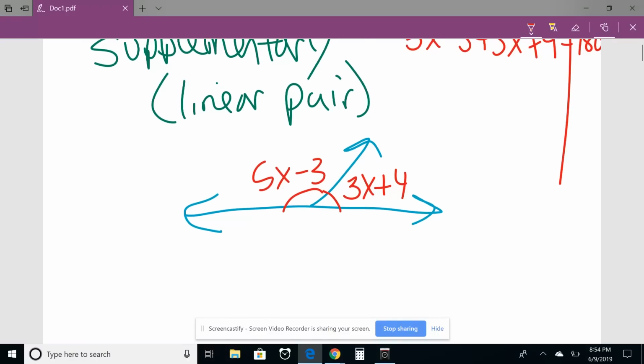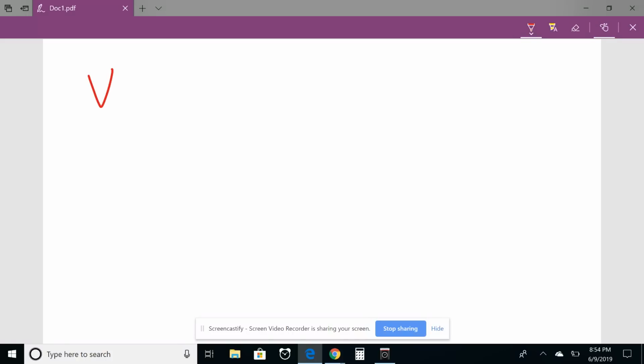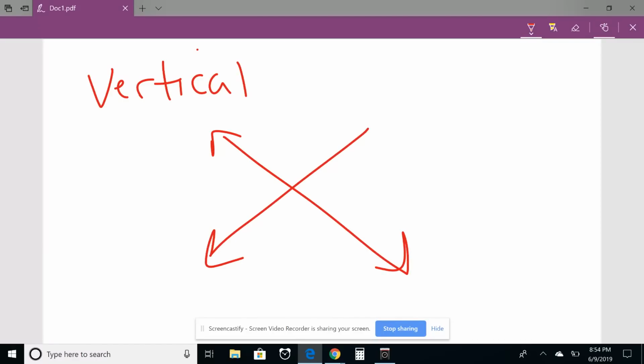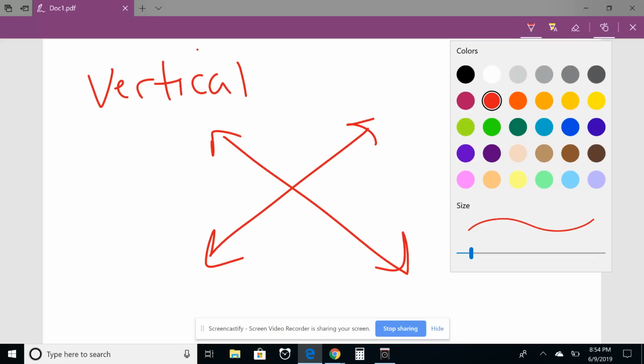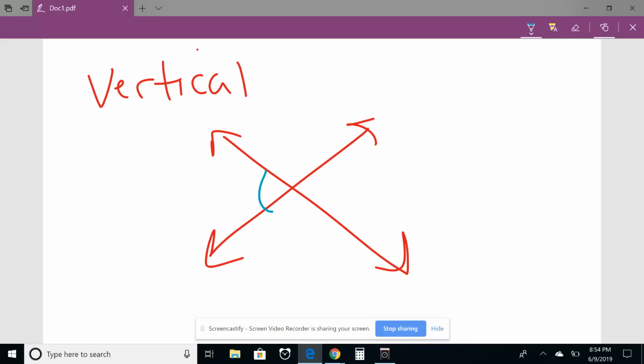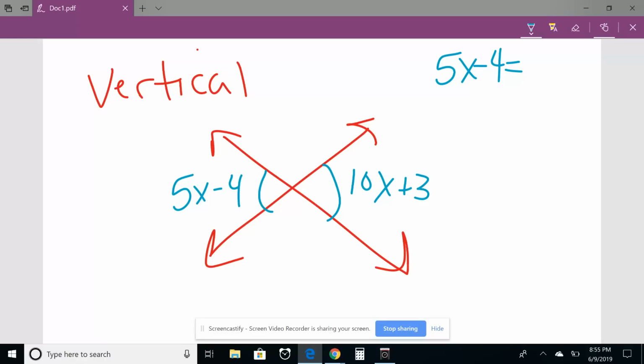Another type of relationship would be vertical angles. So vertical angles are on opposite sides of two intersecting lines. So this angle right here and this angle right here are vertical. So we'll call this 5x minus 4, and we'll call this 10x plus 3. Vertical angles are congruent. They are equal. So in order to solve for x, we would have to set them equal to each other.